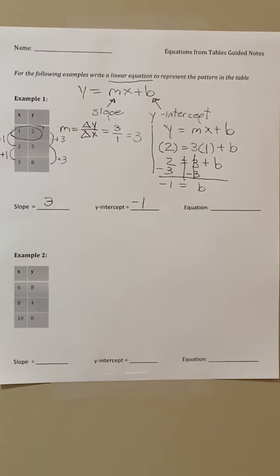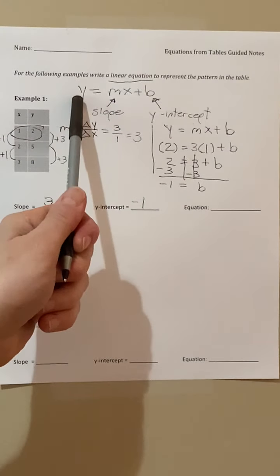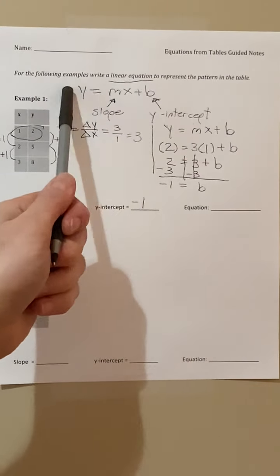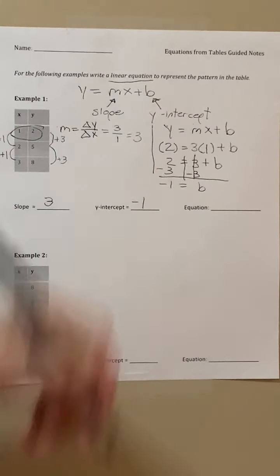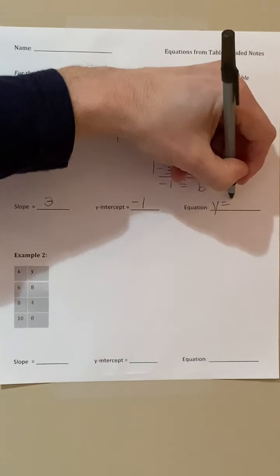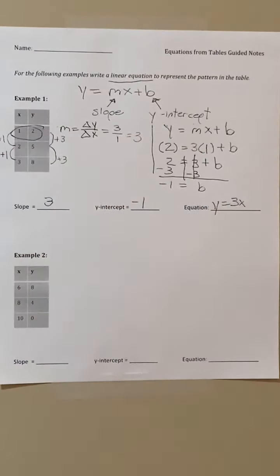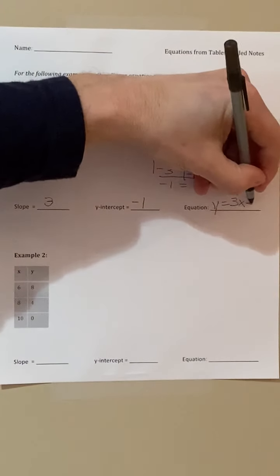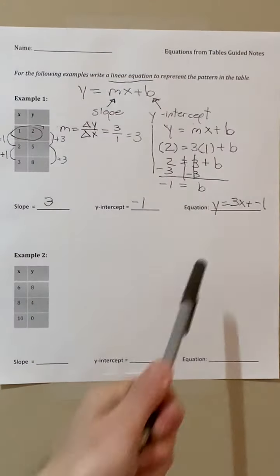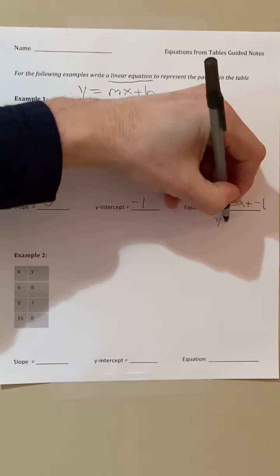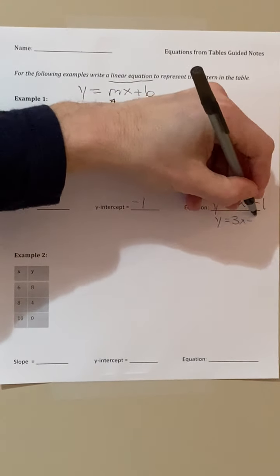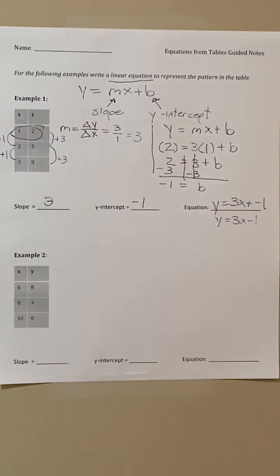So now let's write my equation. It's going to be y equals mx plus b. I put the slope in front of the x. So y equals, we said m is 3, so that's 3x plus b, plus negative 1. I have y equals 3x plus negative 1. I could also write this just as y equals 3x minus 1. Let's look at one more example here.